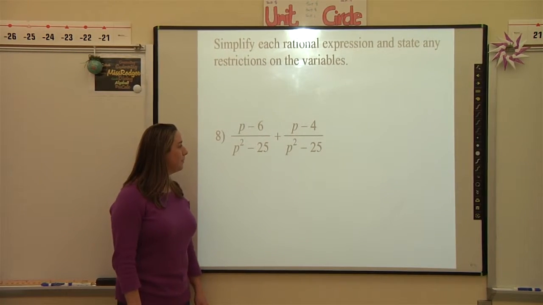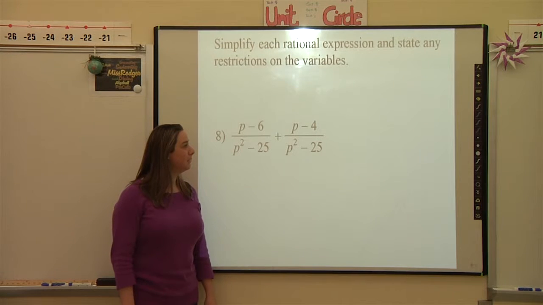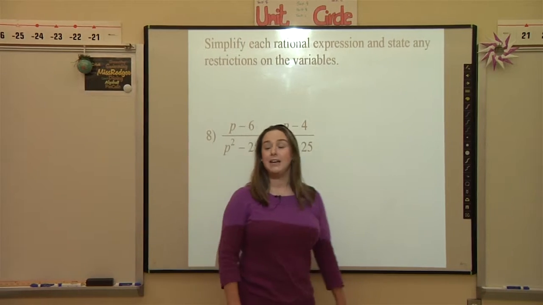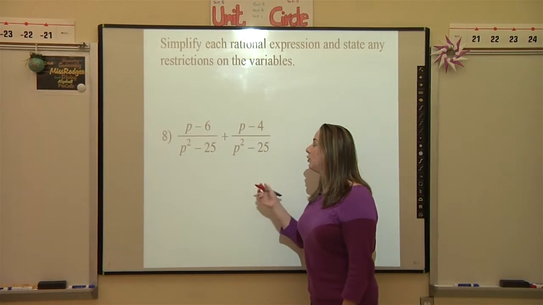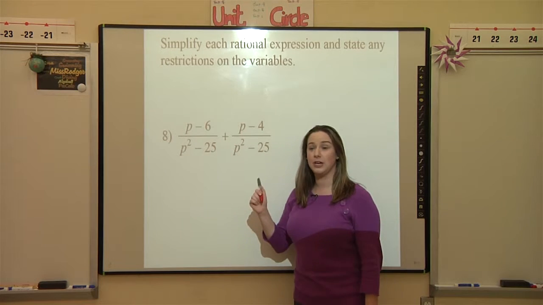Let's take a look at an addition problem of rational expressions. p minus 6 all over p squared minus 25 plus p minus 4 all over p squared minus 25. If you notice, these already have common denominators. That's a great sign. So what we're going to do is add the numerators.